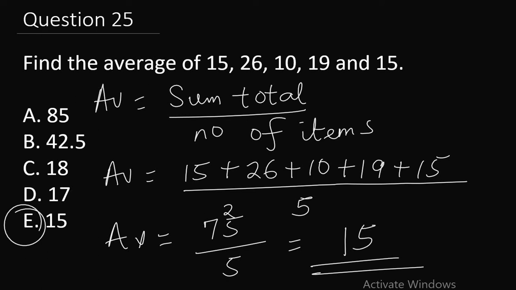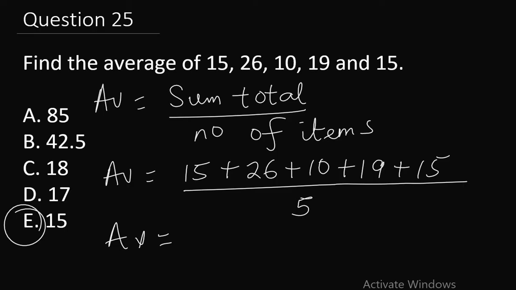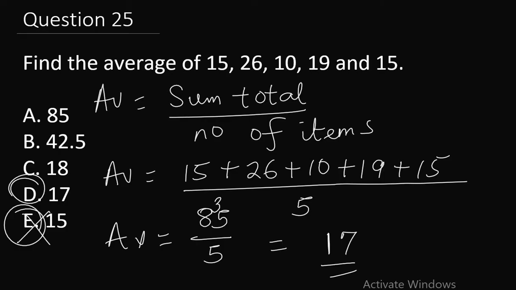Let's go back a bit. The numerator is 85, not 75. So I'm going to clean this. Okay, you can still just cross-check that. It is 85. That's the sum of the numerator. Now divide by 5. 8 divided by 5 is 1, remainder 3. That's 35. 35 divided by 5 is 7. So the answer is not E, rather it is D, which is 17.